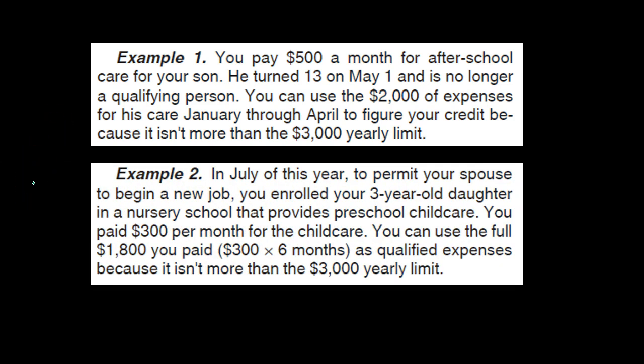Example 2. In July of this year, to permit your spouse to begin a new job, you enroll your 3-year-old daughter in a nursery school that provides preschool child care. You paid $300 per month for the child care. You can use the full $1,800 you paid, 300 times 6 months, as qualified child care expenses because it isn't more than the $3,000 yearly limit.